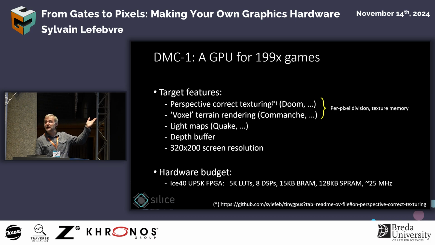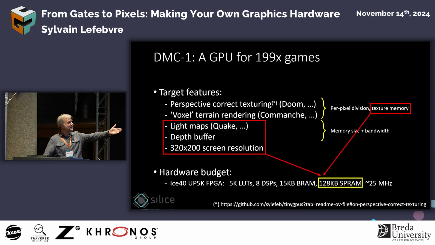So yes, these features are a bit tricky, right? Because perspective correct texturing requires a division per pixel. It also requires texture memory. Your textures have to be somewhere. And light maps and depth buffer are using a ton of memory in terms of size, but also in terms of bandwidth, because you have to look up these depth values. And typically you need, let's say, 24 or 32 bit depth values to make something that works properly. 32 bits is quite nice. And the problem is that's the only significant amount of memory we have on this particular FPGA. So fitting all of that into 120 kilobytes is going to prove very challenging, keeping in mind that the CPU also needs RAM, right?